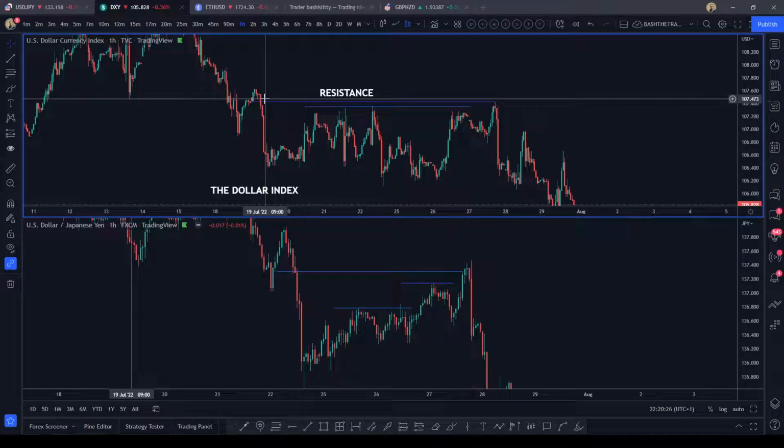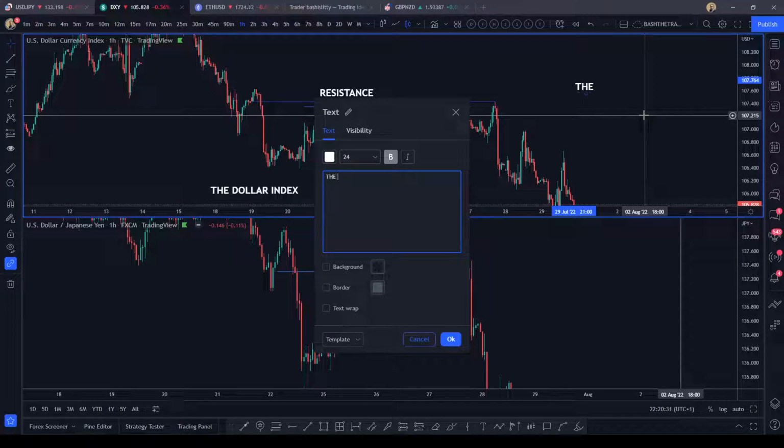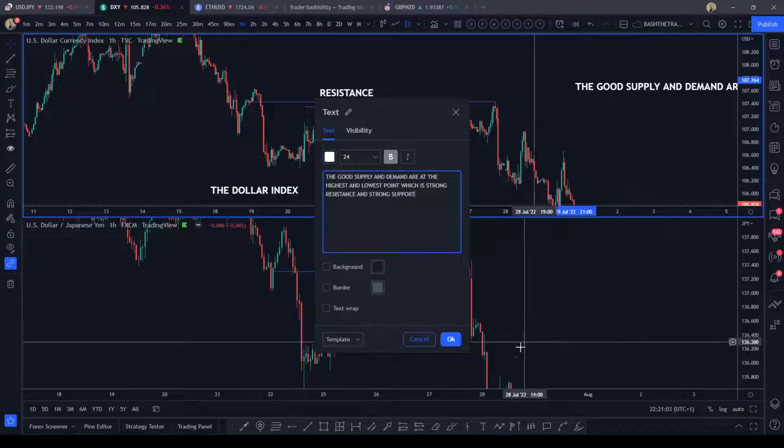And where do you find supply and demand? You find them at the highest and lowest point. The good supply and demand are at the highest and lowest point, which is strong resistance and strong support. Like that's beautiful, right?